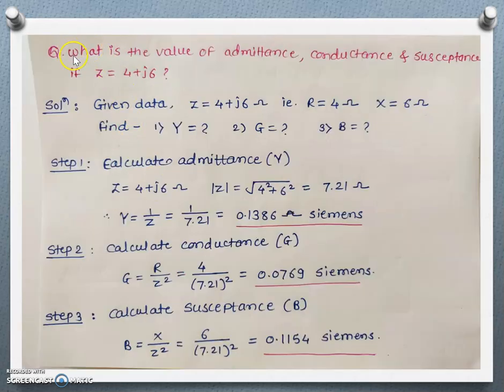Let's take one example. What is the value of admittance, conductance, susceptance if Z is equal to 4 plus j6? Given data, 4 plus j6 ohm, Z, where R is equal to 4 ohm and X is equal to 6 ohm. We have to find admittance, conductance and susceptance. We know Z is equal to 4 plus j6 ohm, so mod of Z is equal to the square root of 4 square plus 6 square, we get 7.21, and admittance is equal to 1 upon Z, so 1 upon 7.21, we get 0.1386 Siemens. Similarly, conductance 4 upon 7.21 square, we get this value, and susceptance 6 upon 7.21 square, we get this. All about parallel circuit.